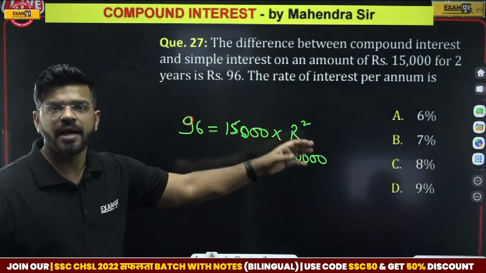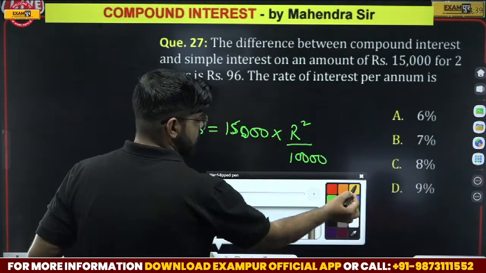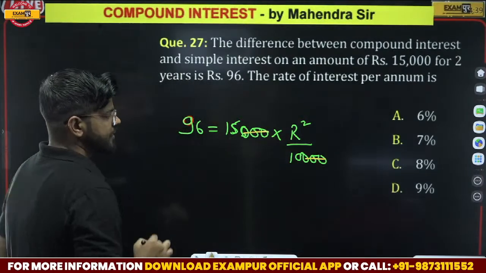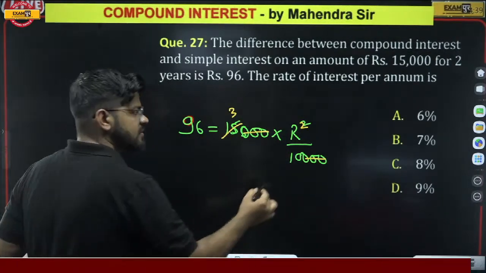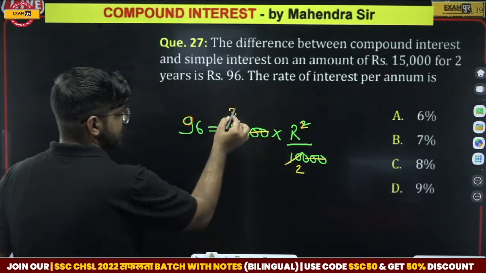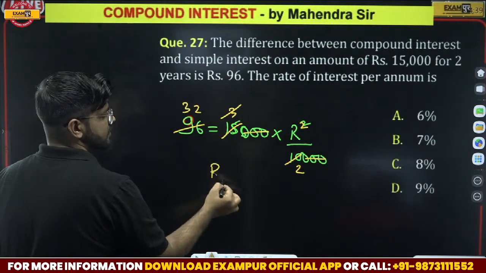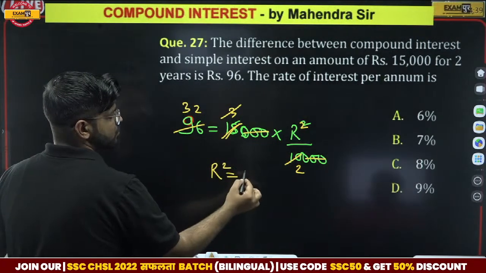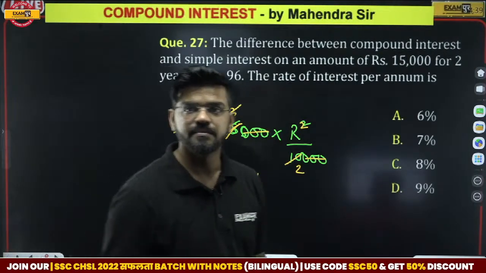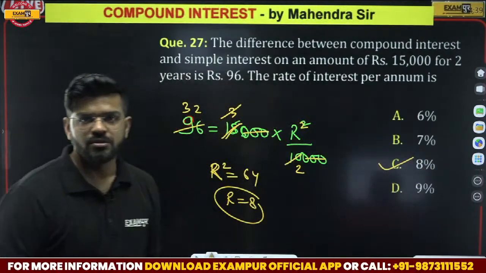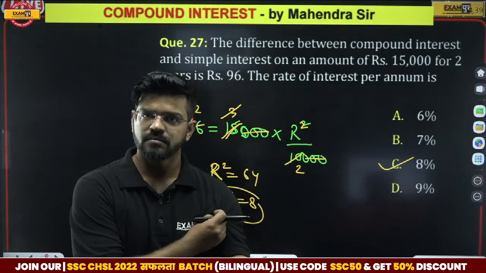So here it is R by 100, so R square upon 100. Clear? 30 is cancelled out, and 5 3s are... and 5 2s are... Now 3 is cancelled out here. 2 will come here. R square will be equal to 64, so R will be 8%. This is how you will answer the question. Clear to all of you? Super.